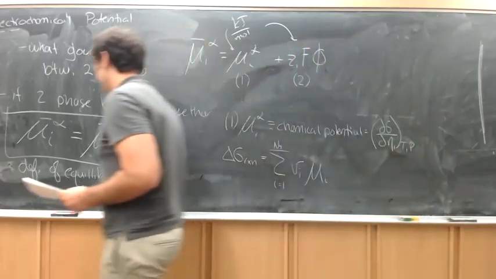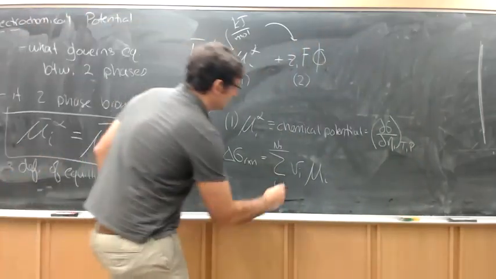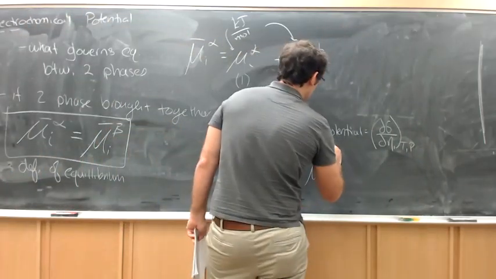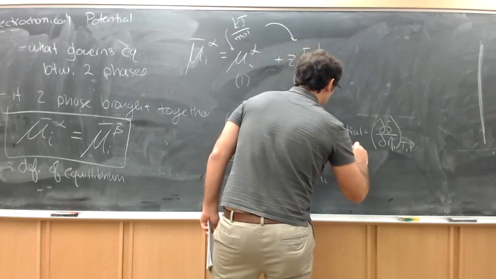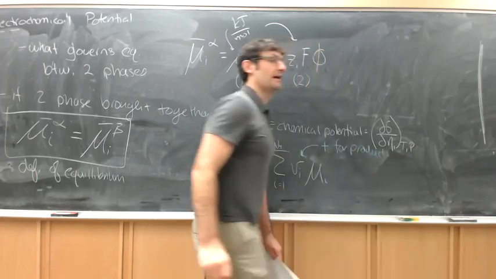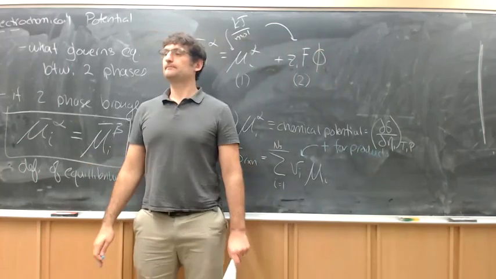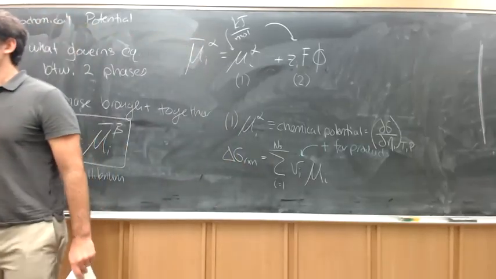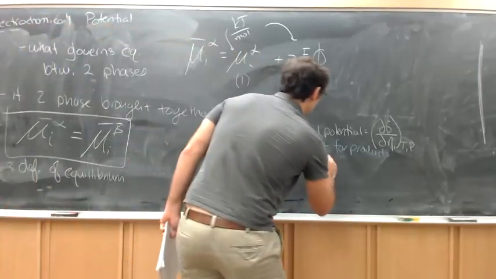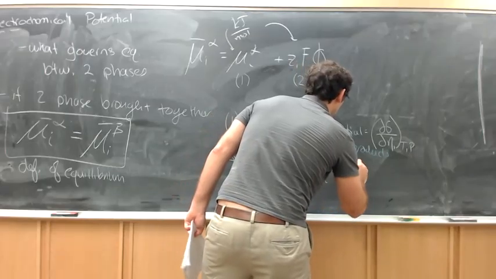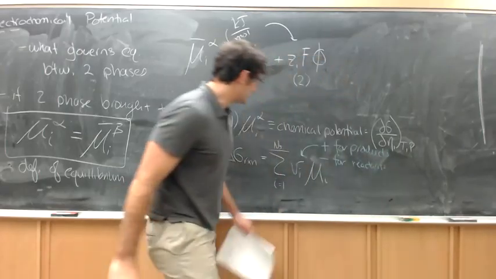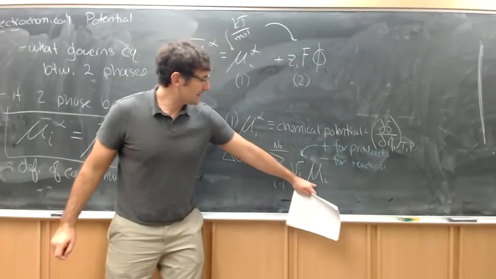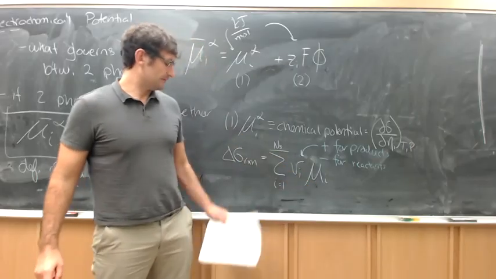So what does that mean? The stoichiometric coefficient is positive for products. Like if you have, I don't know, 2 in front of a product, it would be plus 2. But it's negative for reactants. And so you can kind of see this. This is basically just the sum of the chemical potentials of all species involved.